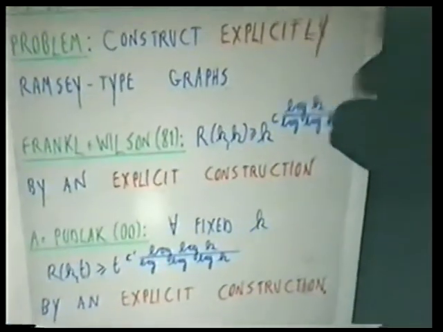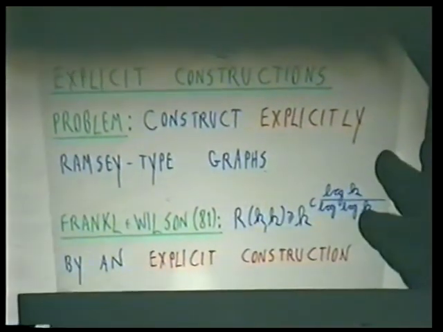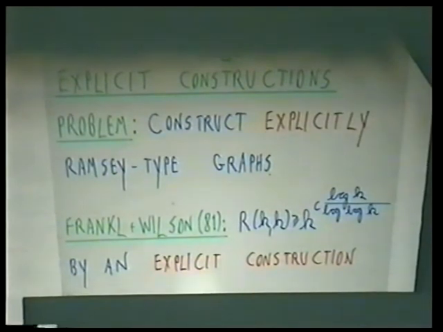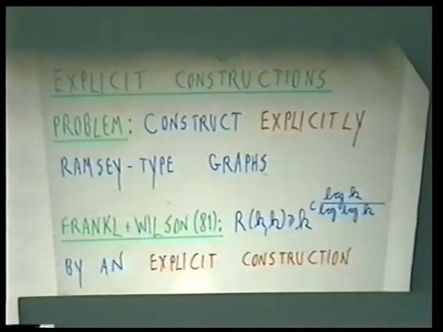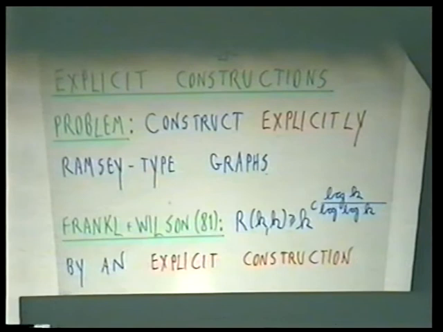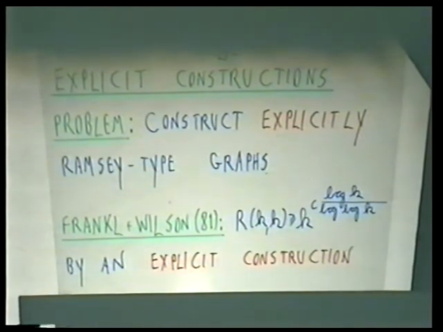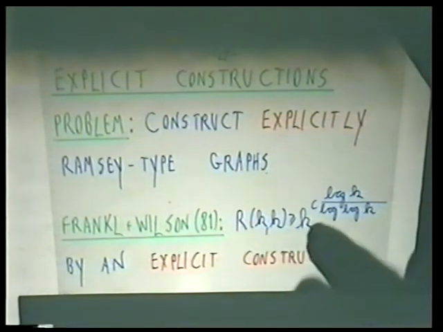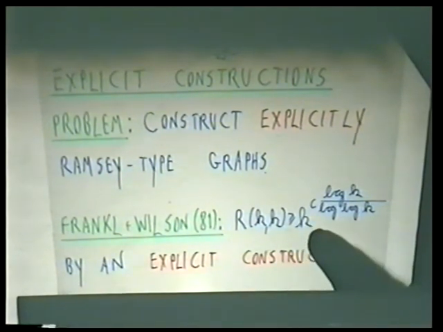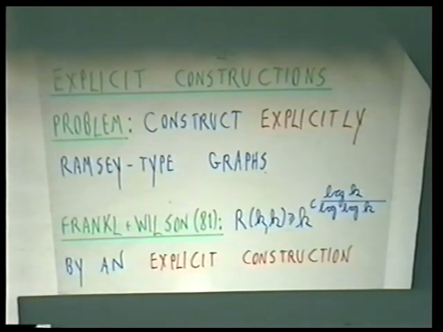Now, explicit constructions. Of course, maybe the best example is to construct explicitly Ramsey-type graphs. There is one very nice construction, a really remarkable paper by Frankl and Wilson, which does a lot of things, but one of the things it gives is an explicit construction of a graph showing that the Ramsey number R(k,k), well, it's not showing that it's exponential, but showing that it's more than polynomial, something like k to the log k over log log k.